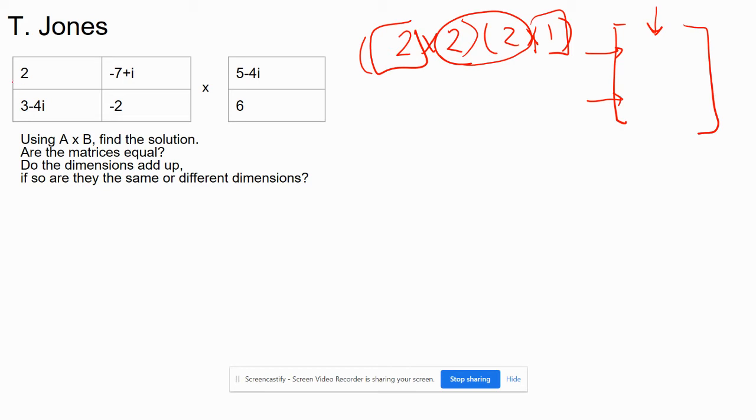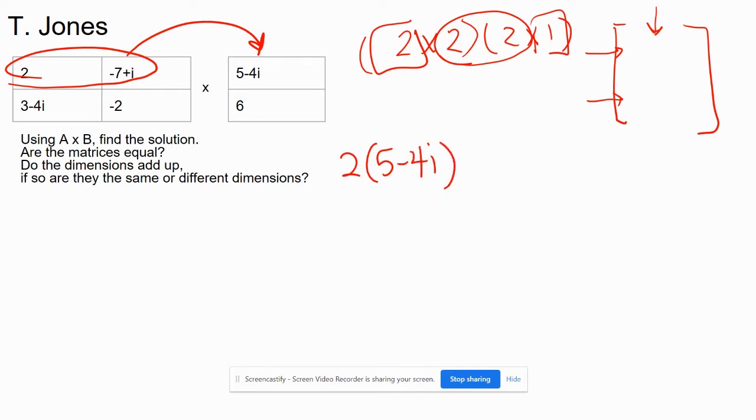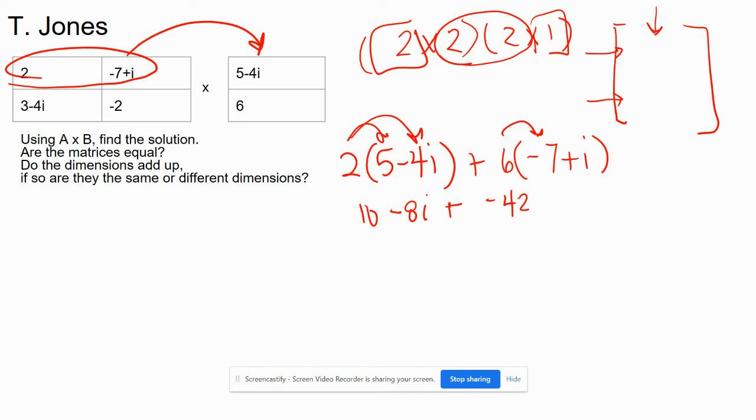So we're going to take the first one and multiply it down. Top by the top. First one by the first one. If you're looking at first in the row by first in the column, multiply that. And then we're going to add it to the second one multiplied by the bottom number. So 6 times a negative 7 plus I. And I just put the 6 in the front because we typically like to look at distribution that way. So 2 times 5 is 10. 2 times a negative 4i is a negative 8i, plus 6 times negative 7 is a negative 42. And then 6 times i is 6i.